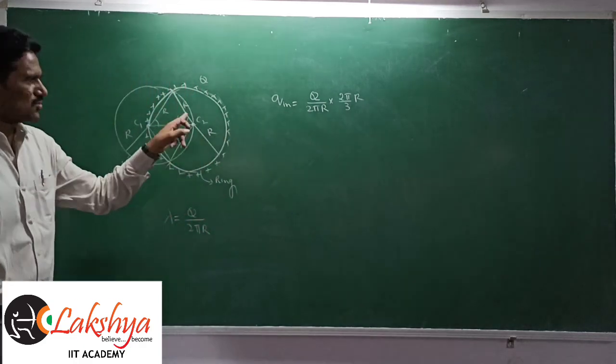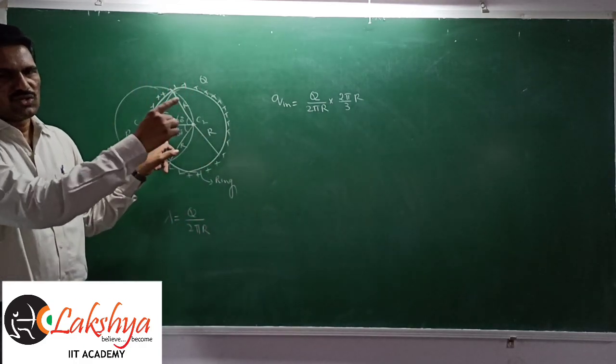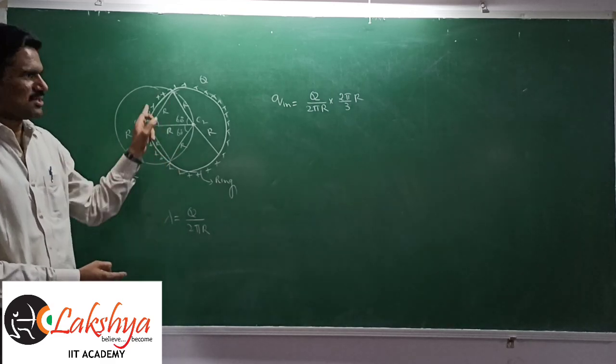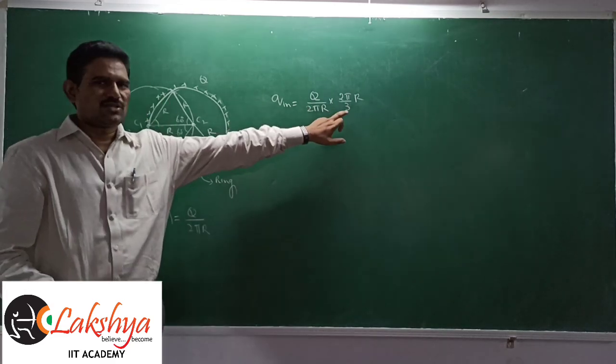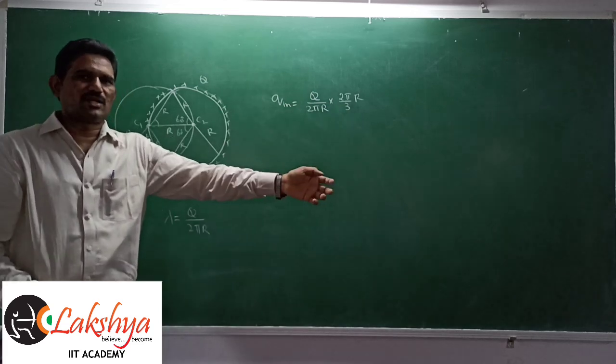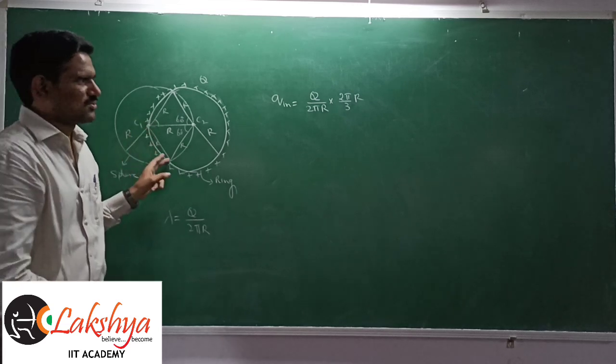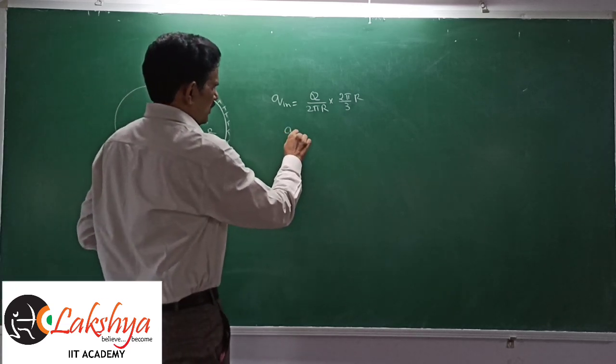So 120 degrees means I can write 2 pi by 3 into r. That gives the length of this arc. So charge per unit length into the length of this part, or directly you can write that as total 360 degrees. So 120 degrees means it is 1/3. So 1/3 of the charge will remain inside. Therefore this will be q by 3, you can write here.